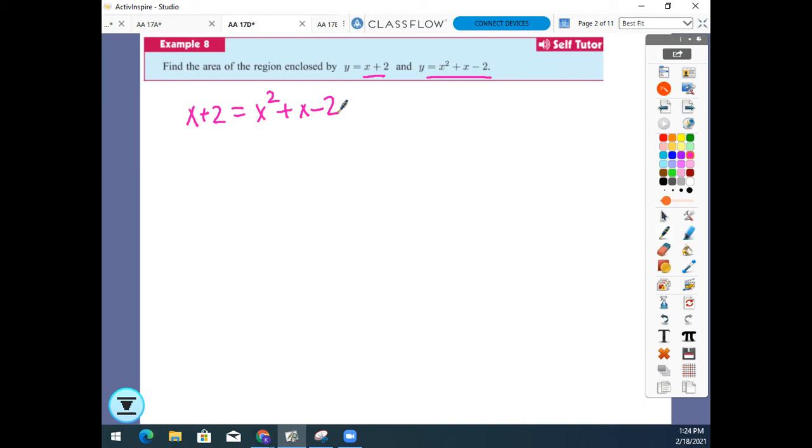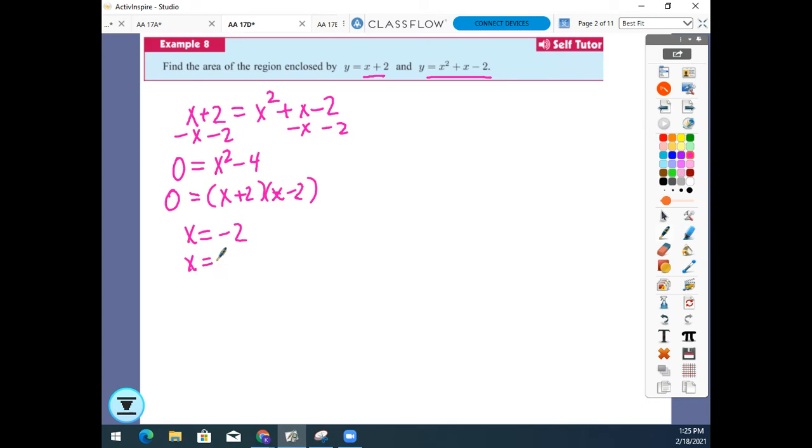Okay, so we now have a quadratic, so I need to get it equal to 0. I'm going to subtract my x's, subtract my 2, so this whole side equals 0. The x's cancel. I get x squared minus 4. So then I'm going to just factor it out. So I get x equals positive 2 and x equals negative 2. So the area we're looking for is going to be in between negative 2 and positive 2.